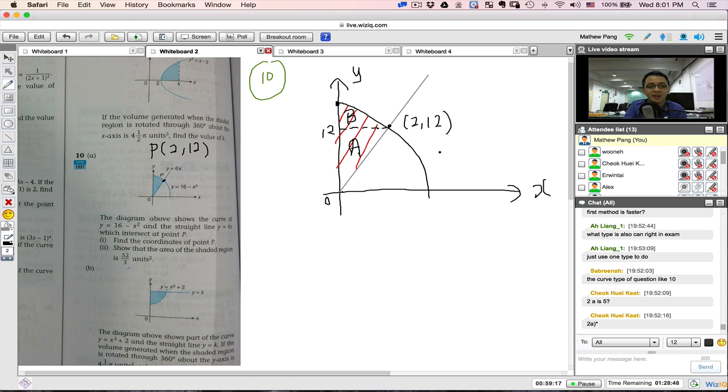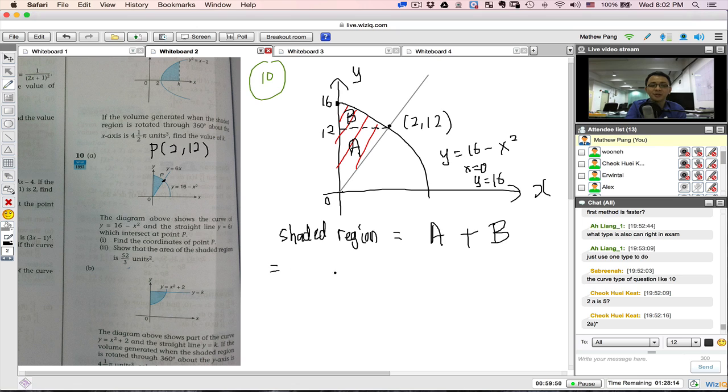Luckily I got the equation of the curve: y equals 16 minus x squared. So I want to find the y-intercept. Of course I know x equals 0. So when x equals 0, my y will equal 16 minus 0, just 16. So this coordinate is 16. Alright, so I got all these coordinates. I can easily find the shaded region. The shaded region actually will equal area A plus area B, isn't it?